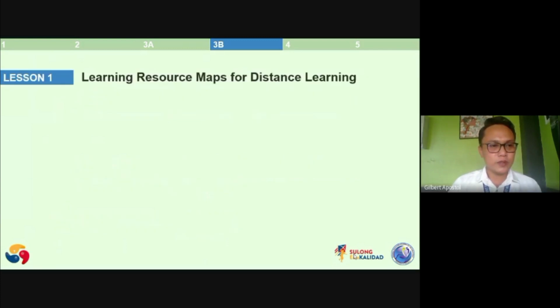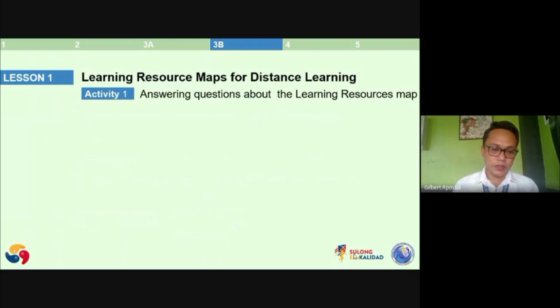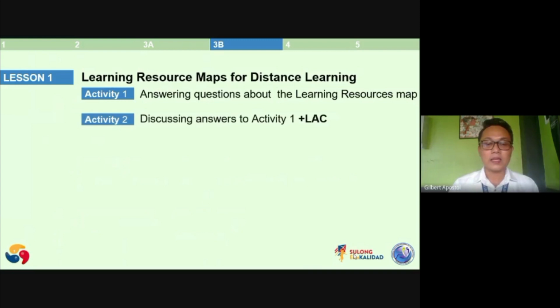For lesson 1, the learning resource map for distance learning, here are the activities. Activity number 1 is answering questions about the learning resource map. Activity number 2 is discussing answers to activity number 1 plus, of course, the LAC.